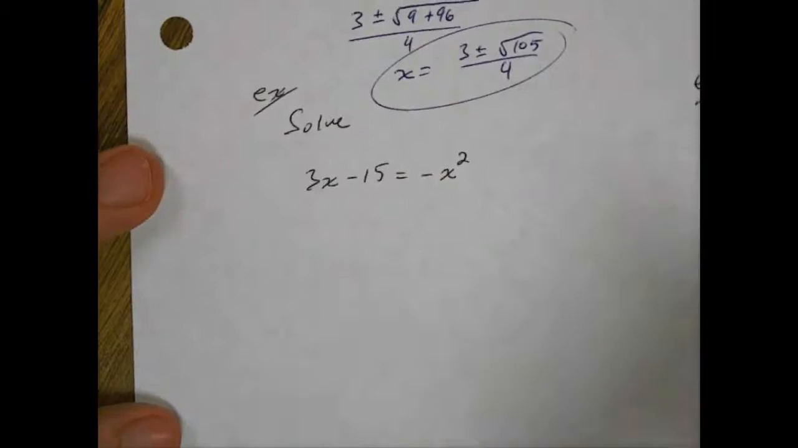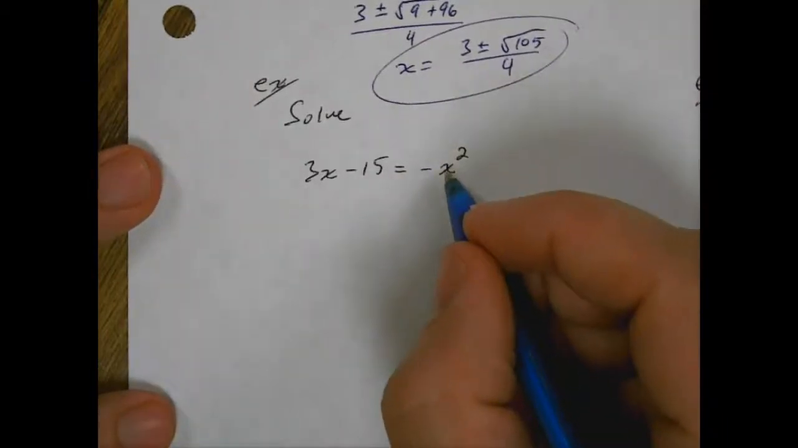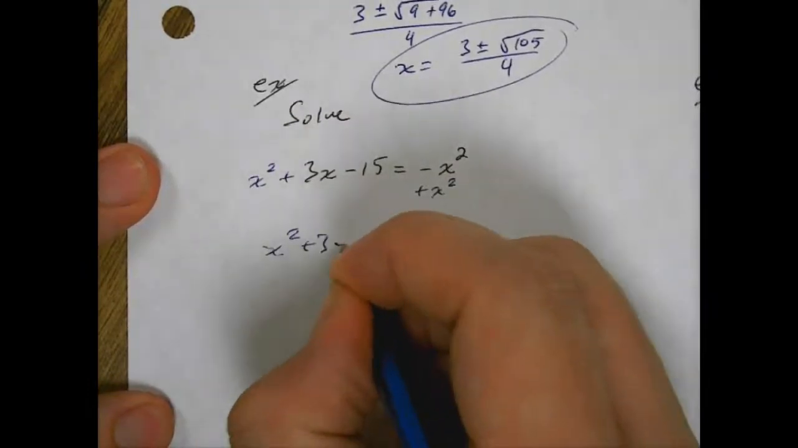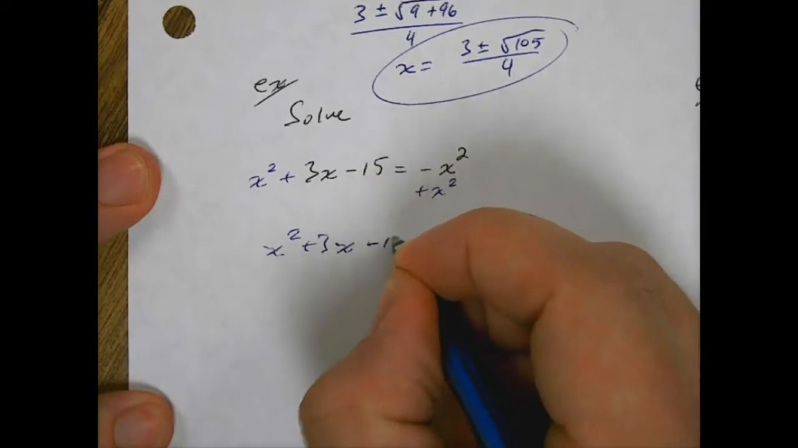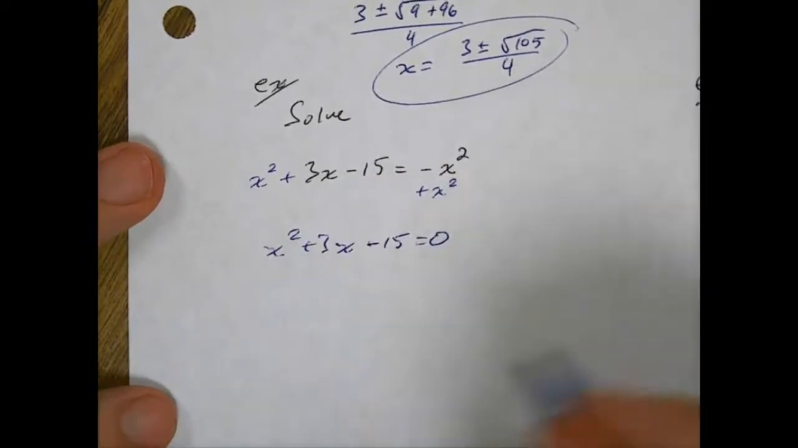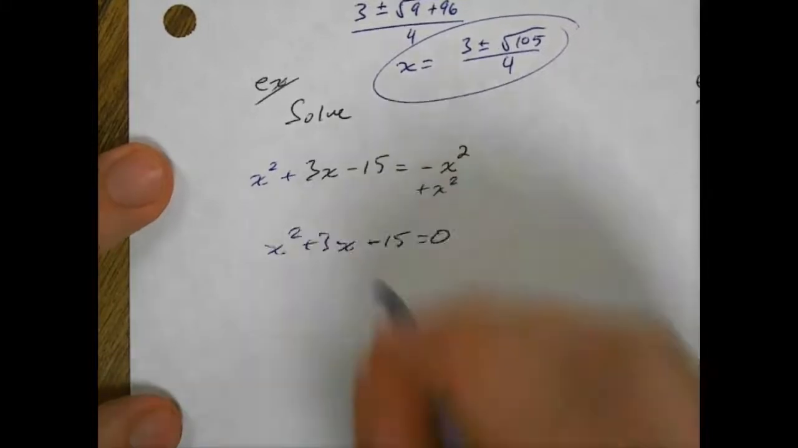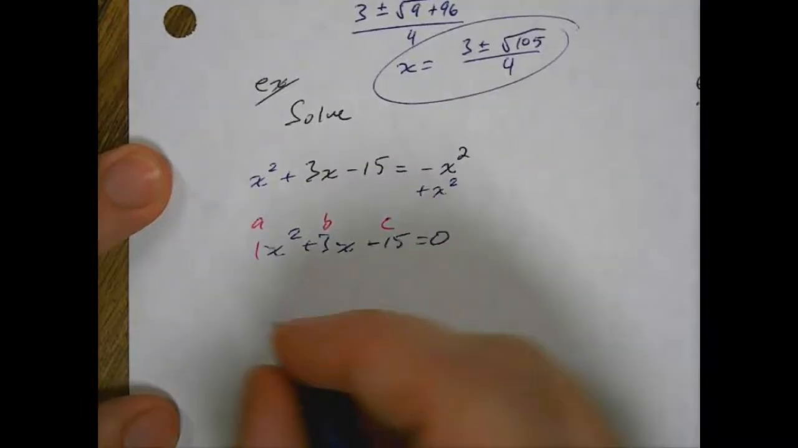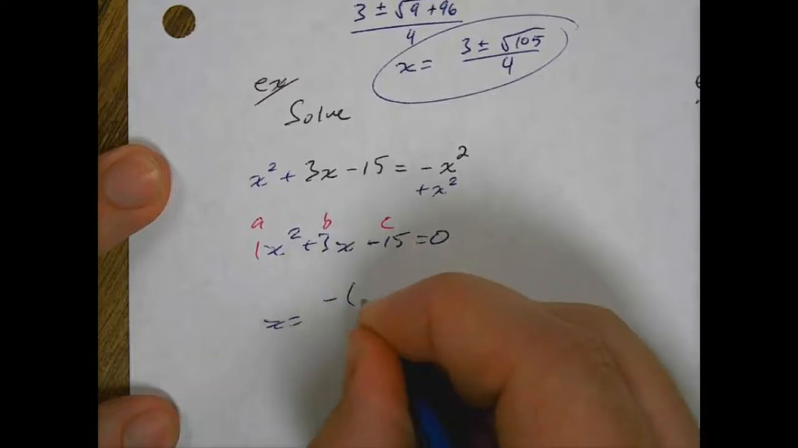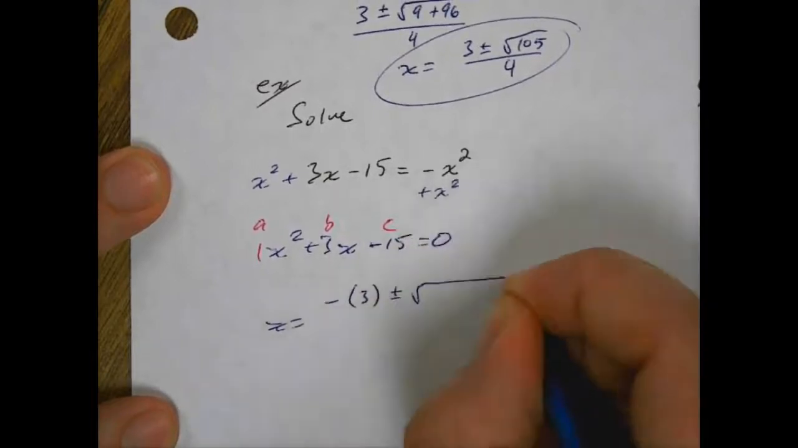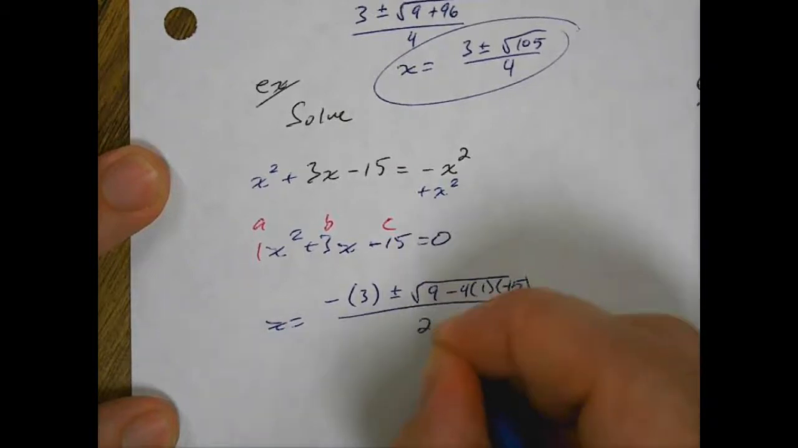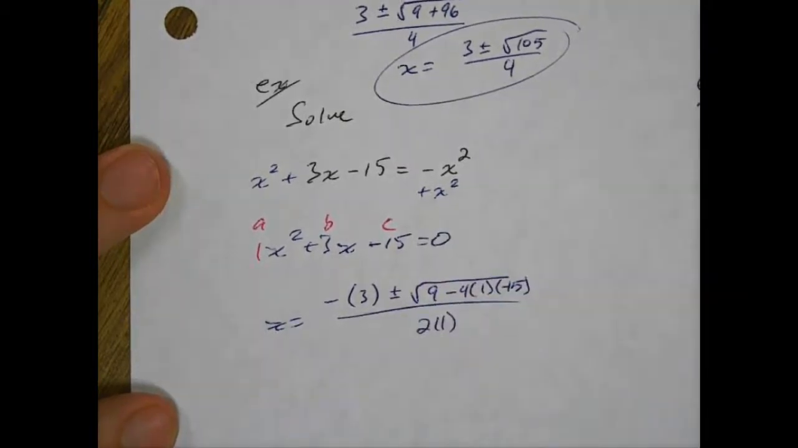All right, same idea. This time we need to make it equal 0, so I'll add the x squared to the other side. So we have x squared plus 3x minus 15 equals 0. My pen's dying. Poor baby's running out of ink. So I have a, when you don't see a number, it's just 1, b, and c. So we have x equals negative b plus or minus square root b squared, so 9 minus 4 times a times c. All of that divided by 2 times a. And just simplify the numbers.